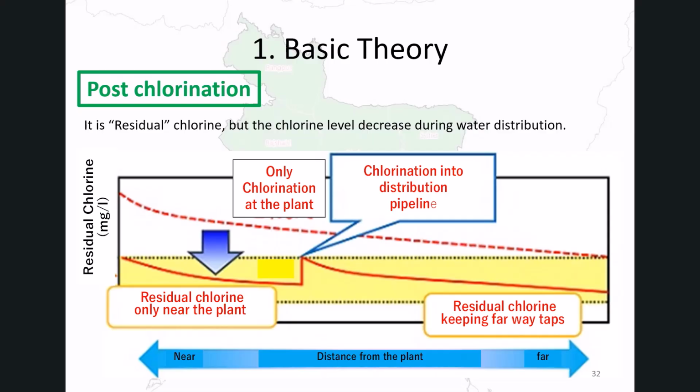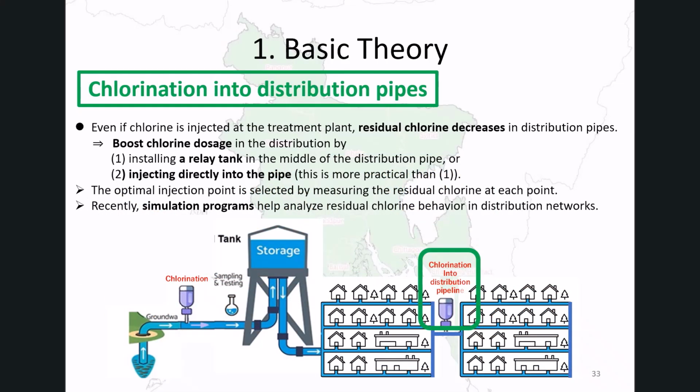However, if you inject chlorine during the distribution, the residual chlorine level will be restored. Because residual chlorine decreases during distribution, additional chlorine injection may be necessary within the network. Two practical methods are shown. One is installing a relay tank in the middle of the distribution line. The other, more practical method, is injecting chlorine directly into the pipe.